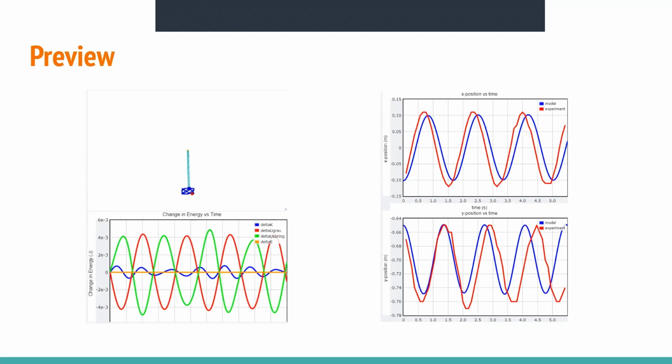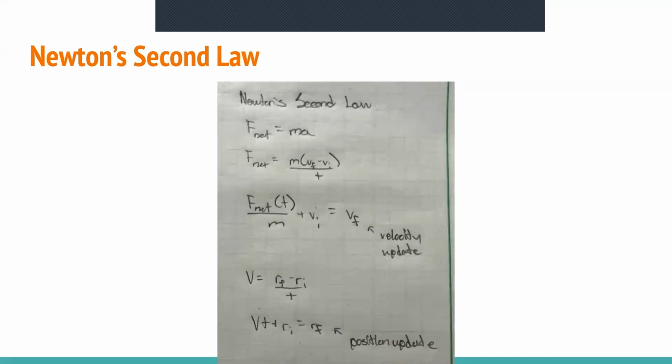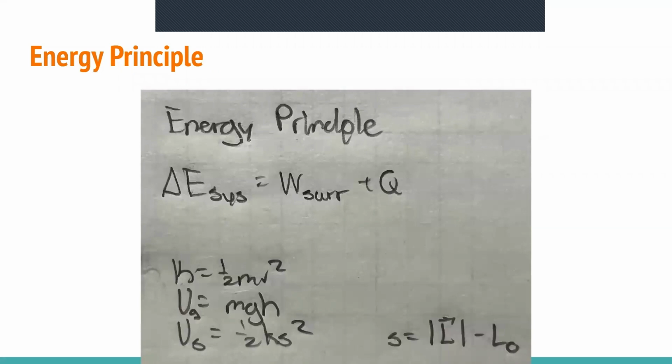Physics principles used in this lab are Newton's second law and the energy principle. Newton's second law is used to derive the position update formula and the velocity update formula, which will be used in the lab to predict the motion of the spring. The energy principle is used to calculate energy changes throughout the motion of the spring.